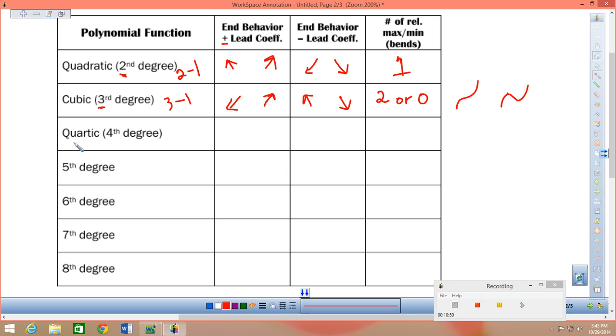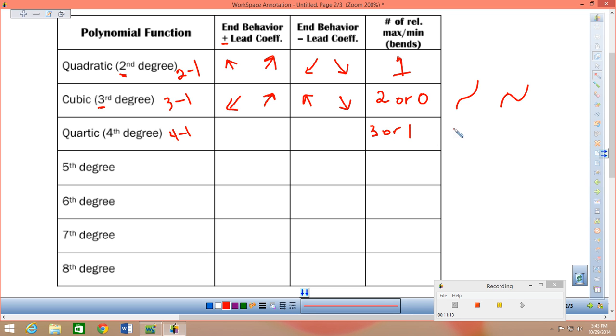Okay, quartic. This is probably a new one for you this year. Quartic is a 4th degree polynomial. So 4 minus 1, I could have at most 3 bins. Or if I decrease that by 2, there could just be 1 bin.